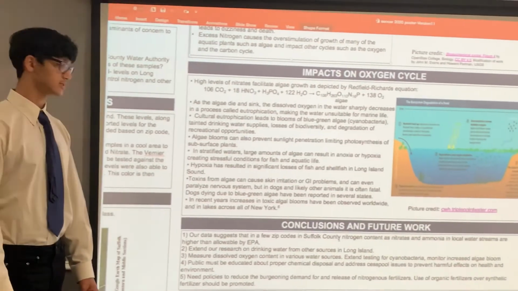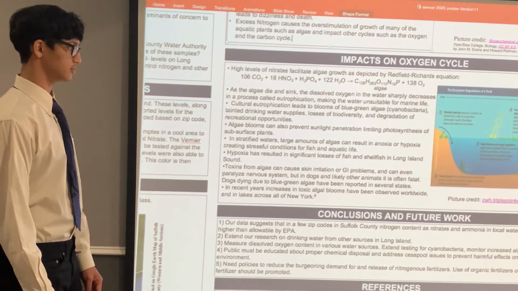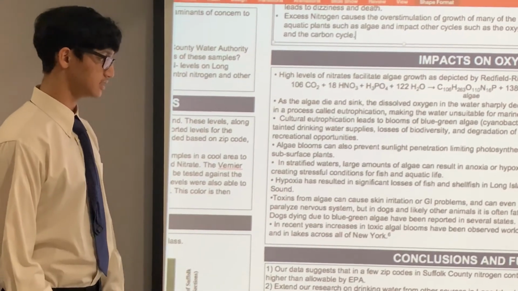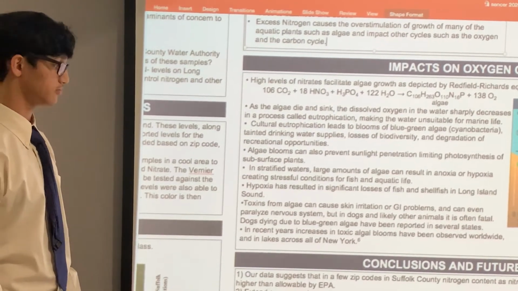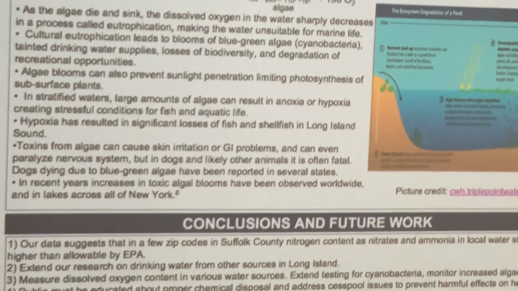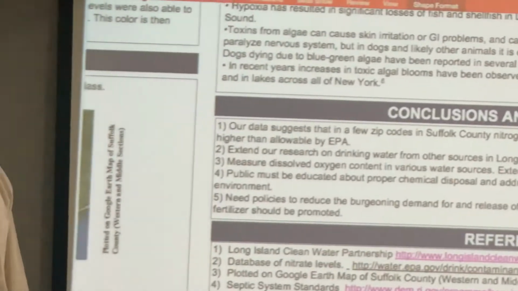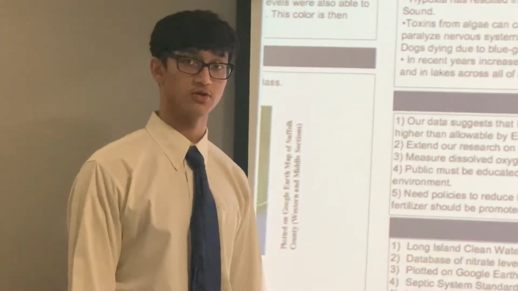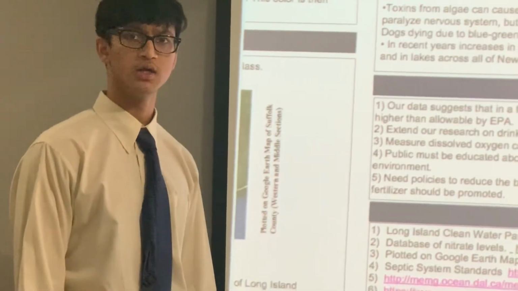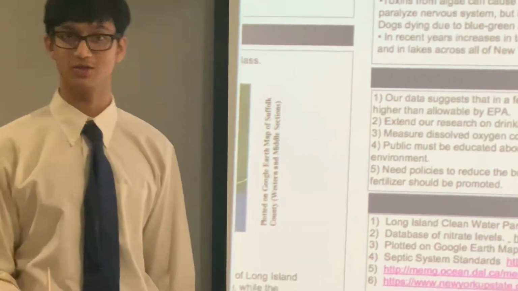Some algae have toxins, and these toxins can cause skin irritation or gastrointestinal problems, and they can even paralyze the human nervous system. But in dogs and likely other animals, it can be fatal. There have been reports of dogs dying due to blue-green algae in several states. This is becoming more of an issue because in recent years, there has been an increase in toxic algal blooms observed worldwide, and even in the lakes of New York. This is why it's important that we keep an eye on the nitrate levels in the water, and Dr. Sambasivan will continue on this.